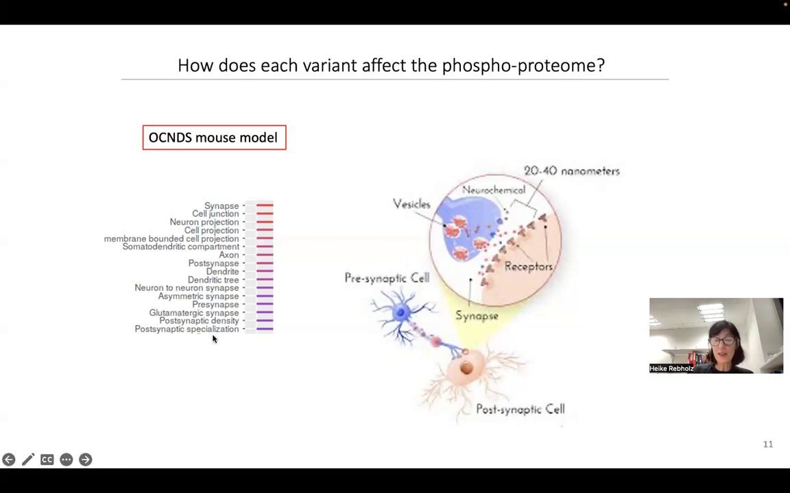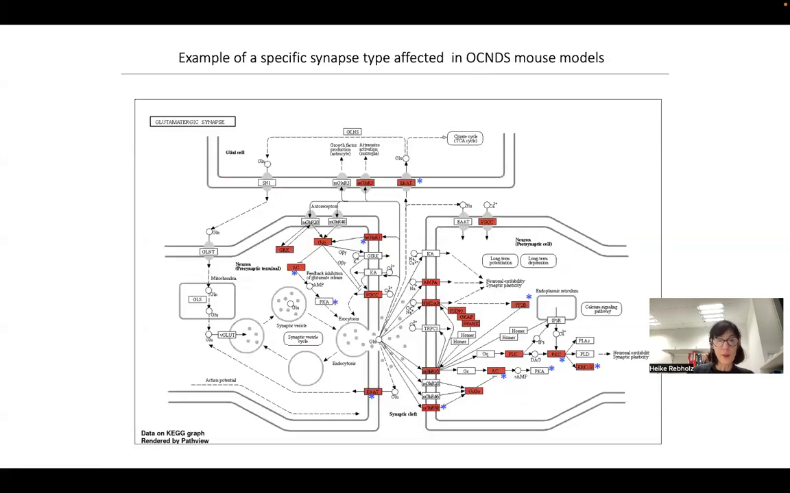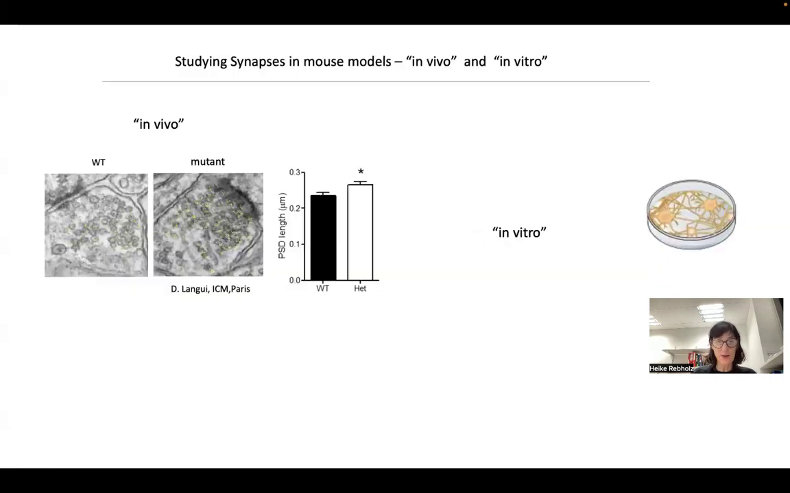You see here major hits all in the synaptic compartment of neurons. And this is another way to analyze the phosphoproteomic data from the mouse brains. There are algorithms on the web where you run your results. Again, this is a schematic synaptic cartoon, with the presynaptic and the receiving postsynaptic cells, and everything that's either red or blue is affected in the brains of our OCNDS models.